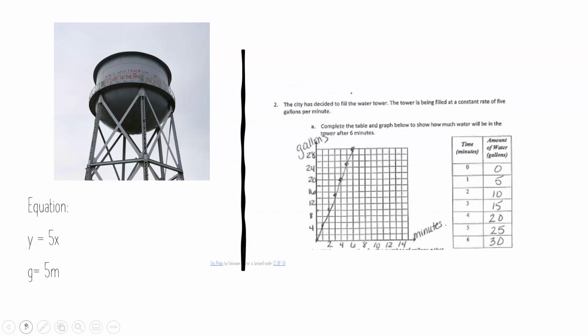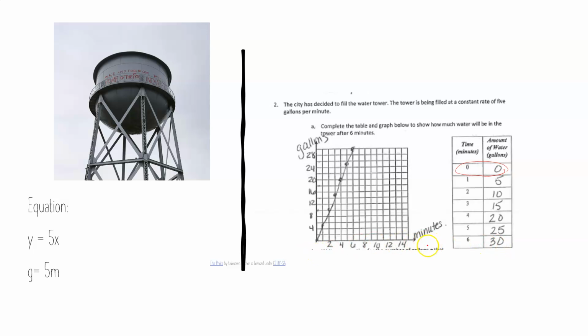Number 2, the city has decided to fill the water tower. The tower is being filled at a constant rate of 5 gallons per minute. So we're starting at 0. There was nothing in there to start. So here's 0, 0. And from there, we're going to go up by 5. So your pairs are going to be 1, 5; 2, 10; 3, 15; 4, 20; 5, 25; 6, 30.